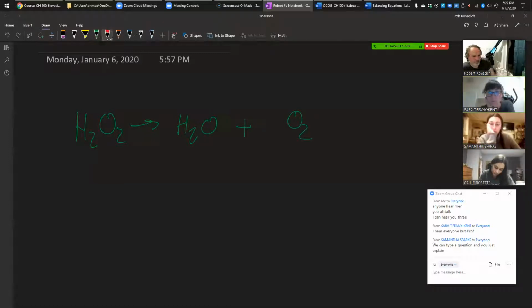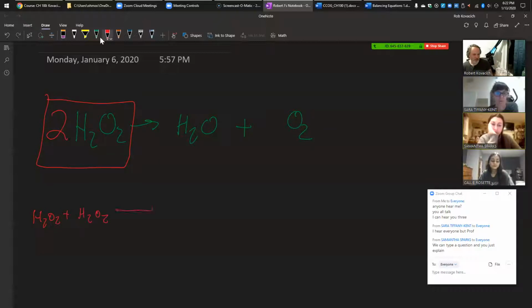All right, so starting off, this is not balanced because I've only got 2 oxygens here, and over here I've got 3 oxygens. So no bueno, gotta change that. So the way I can do that is I'm gonna put a 2 right here. So this 2 in front of this hydrogen peroxide means H2O2, H2O2. So this and all of this, that's the same thing.